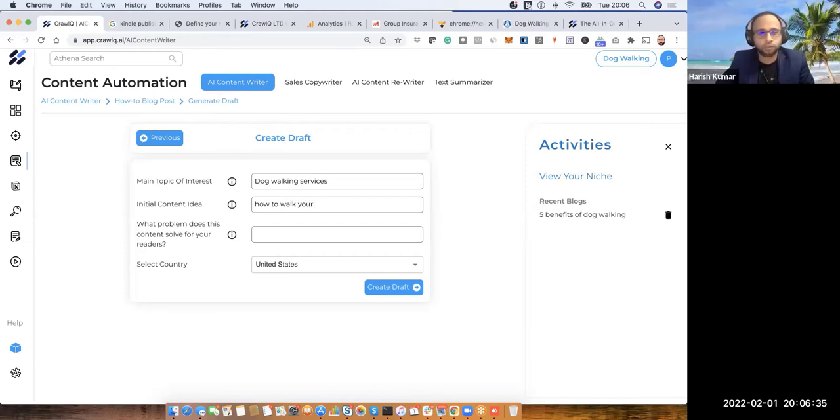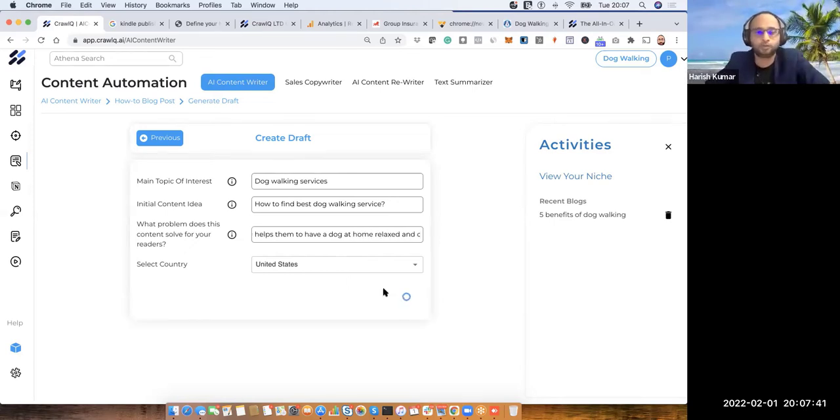Over here, I think in our context, it will be another content idea, like how to find the best dog walking services. Because as a BC dog owner, I'm looking for services because I cannot walk my dog on the weekdays. And what problem does this content solve? It helps my reader who has a dog at home.